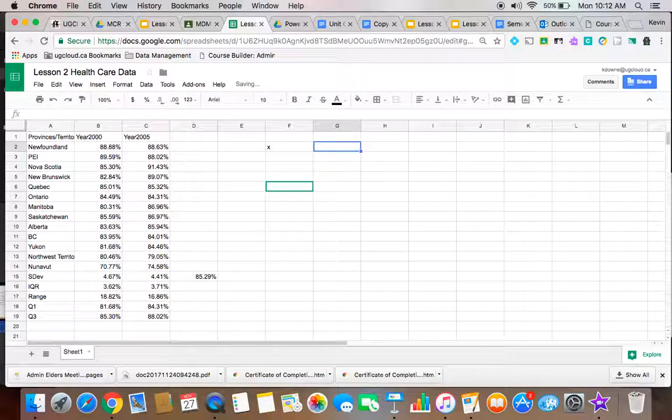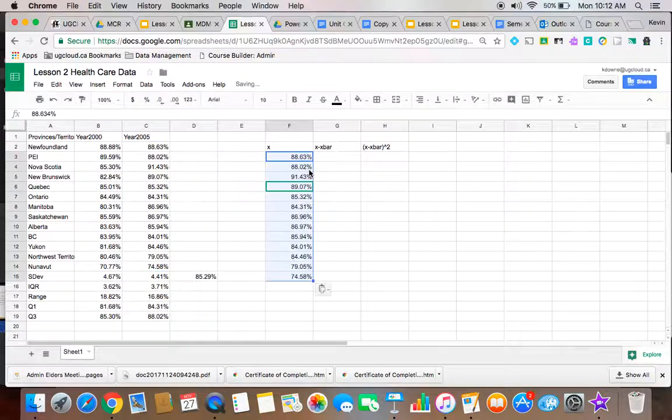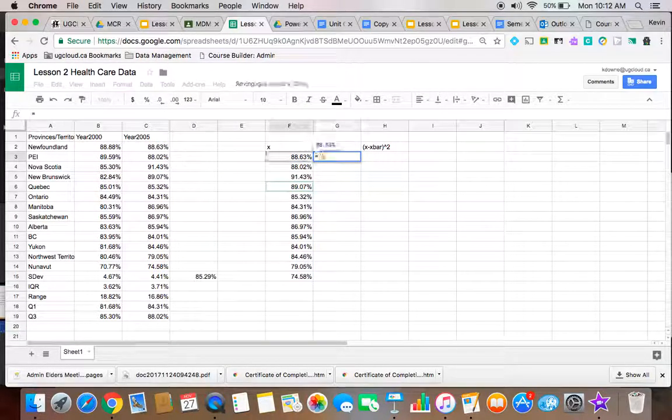We're going to go x, and x minus x bar, and then x minus x bar squared. So we've got to make these columns if you're doing it by hand, and then we're just going to square it and see what happens. If we take this data here from Newfoundland to Nunavut, we subtract each of these points from the average.